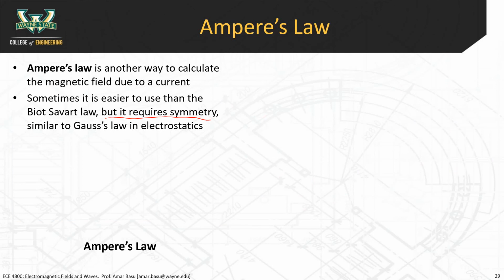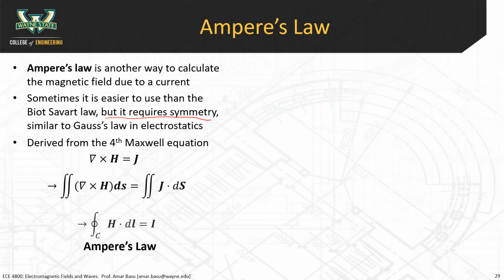If you have symmetry and you can apply Gauss's law, then you don't have to go through that entire integral, which is time consuming and can be painful. So Ampere's law is the analogy of that in magnetostatics. It's easier to use than the Biot-Savart law, but it requires symmetry. So let me just quickly go over what the equation is, and then we'll go over how to use it. It's derived from the fourth Maxwell equation.